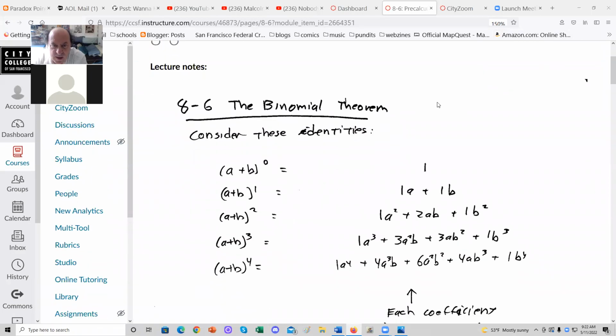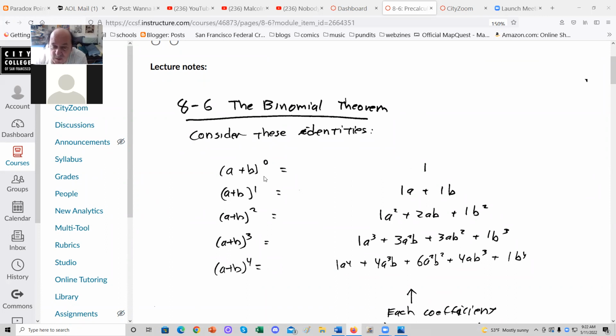All right. This is about the binomial theorem. A binomial is two terms, A plus B. Two terms, hence the name binomial. And we want to know its powers: the zeroth power, first, second, third, fourth, and so on.